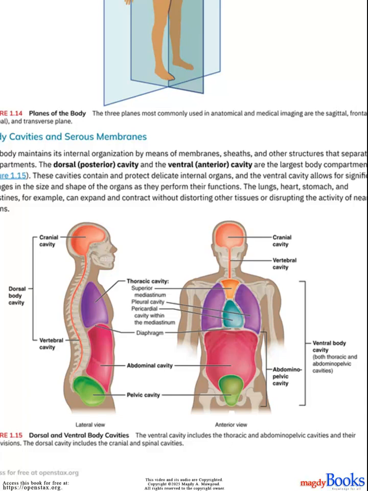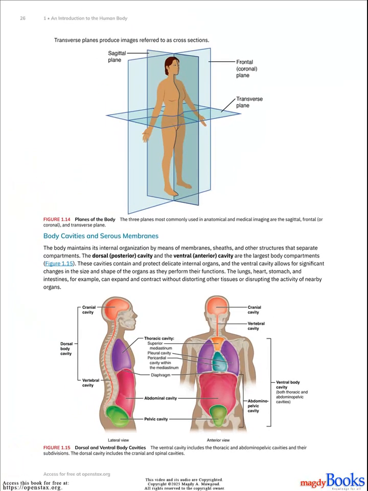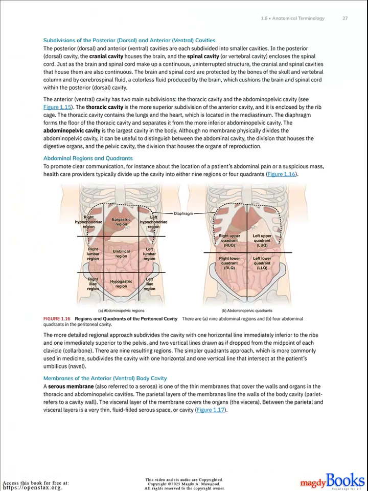Abdominopelvic cavity. Ventral body cavity, both thoracic and abdominopelvic cavities. Subdivisions of the posterior, dorsal, and anterior, ventral, cavities. The posterior, dorsal, and anterior, ventral, cavities are each subdivided into smaller cavities.